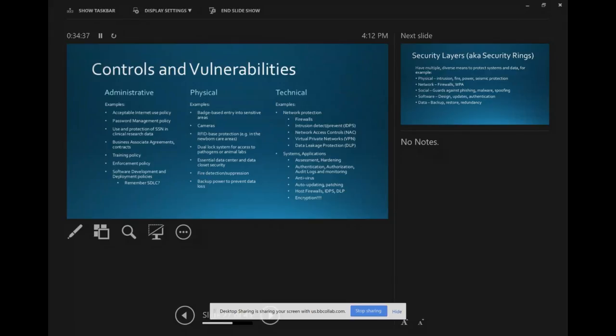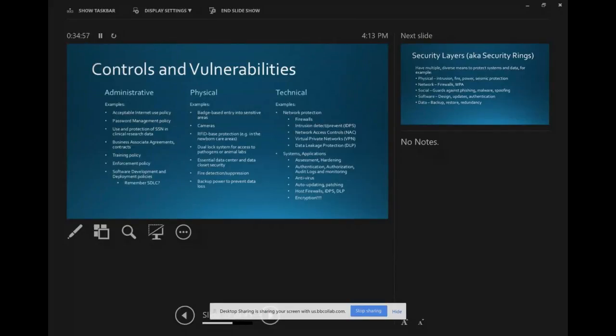Okay? But administrative typically has to do with policies, things that you write down. How often are you supposed to change the password? What are you supposed to do with Social Security numbers? Do we ask for them? Do we not ask for them? Business associate agreements, contracts, and training, those are administrative controls.